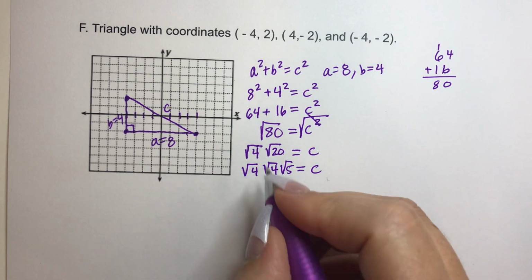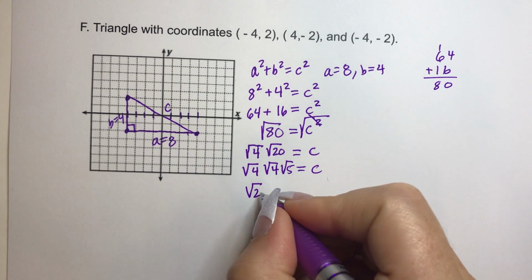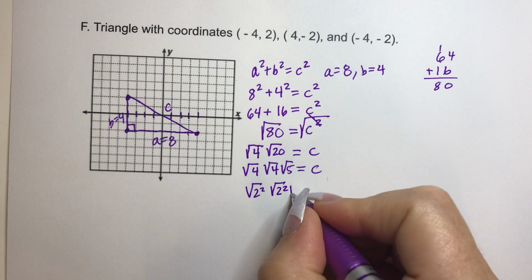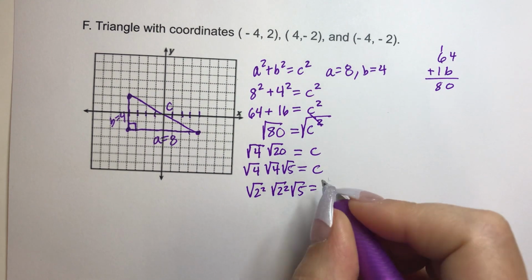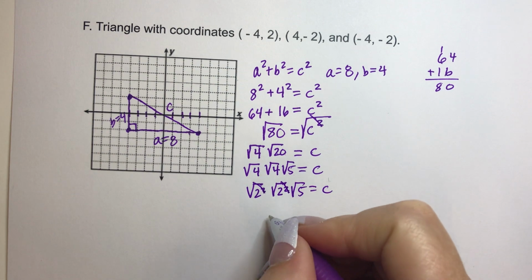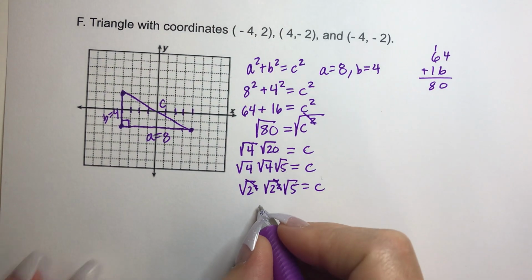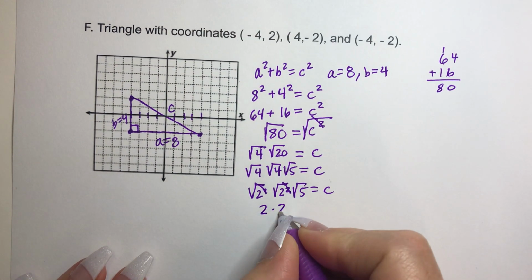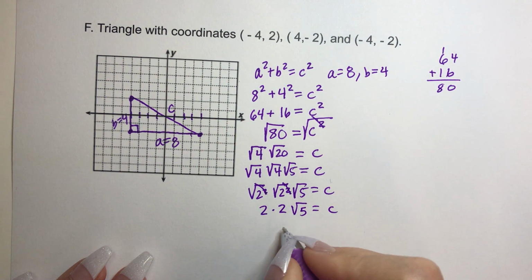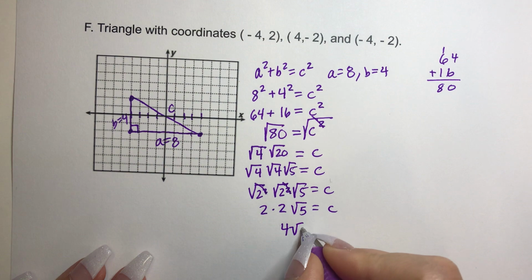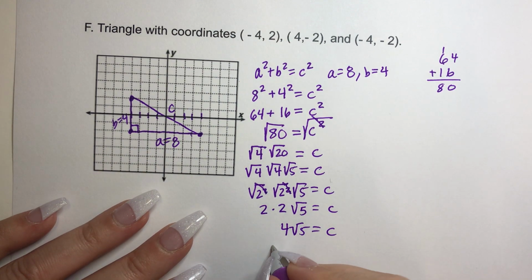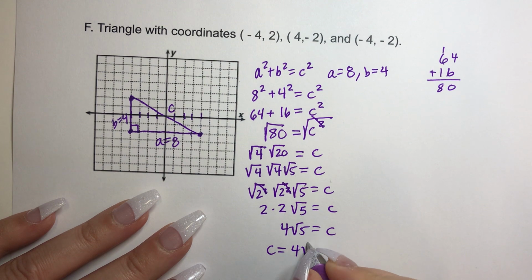So the square root of 4, right? 4 is the same thing as 2 squared. And then we have 5. So square root and squared cancel each other out. We are left with 2 times 2, which is 4 square roots of 5. So this would be the exact form: C equals 4 square roots of 5.